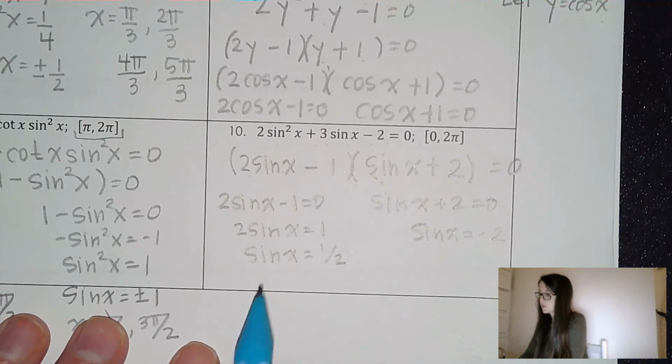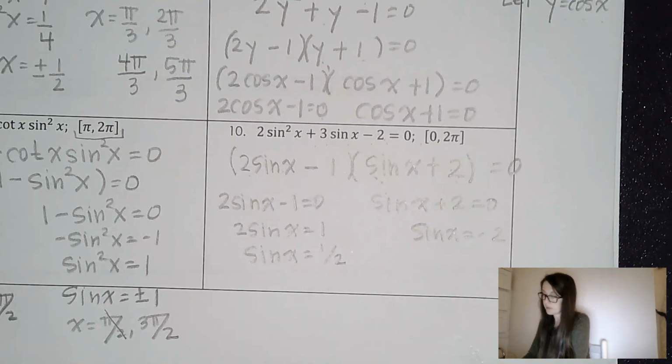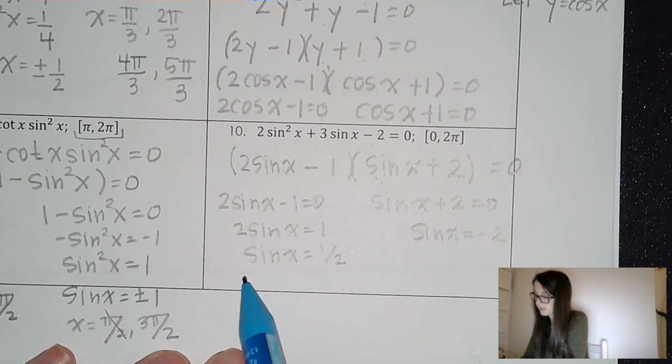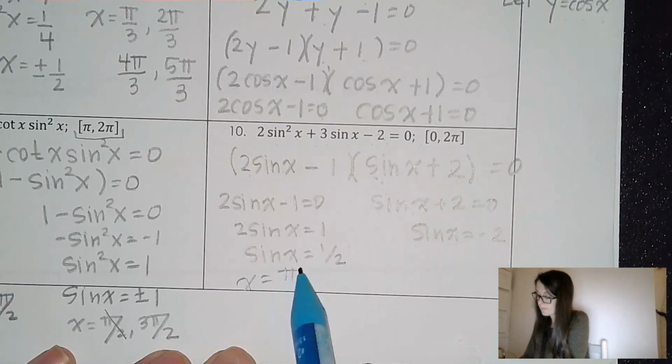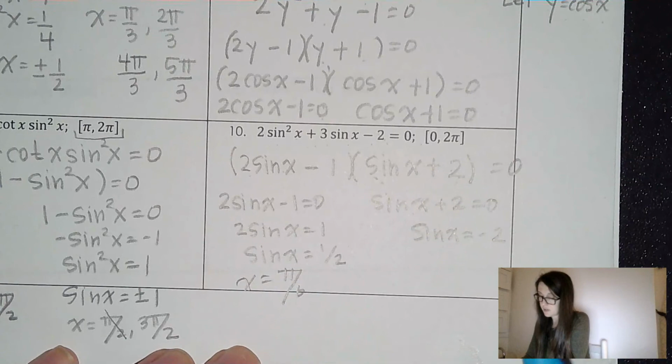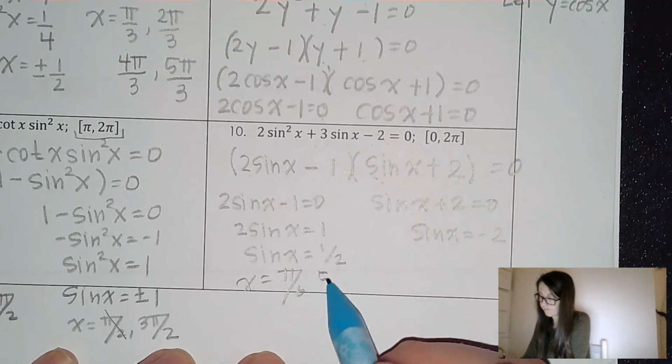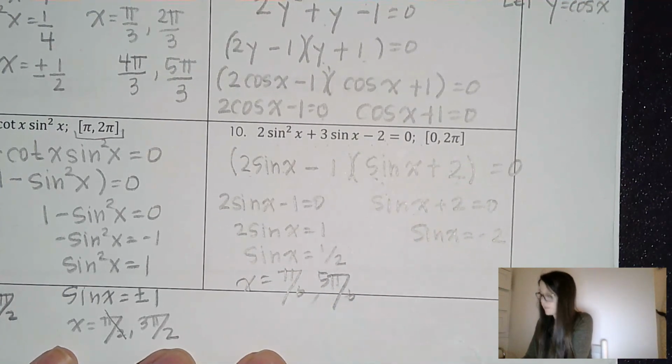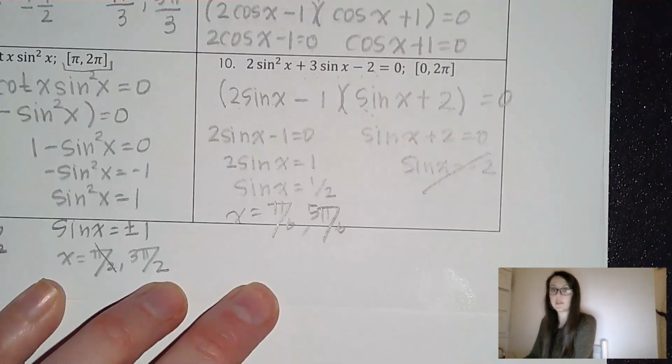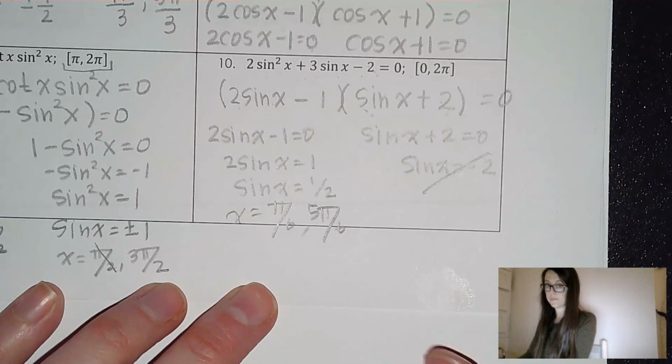Yes. So where is sine of x equal to a positive 1/2? And that is what, pi over 6 and what, 5 pi over 6? And then this one is nowhere to be a negative 2, so that value is not going to exist. Okay.